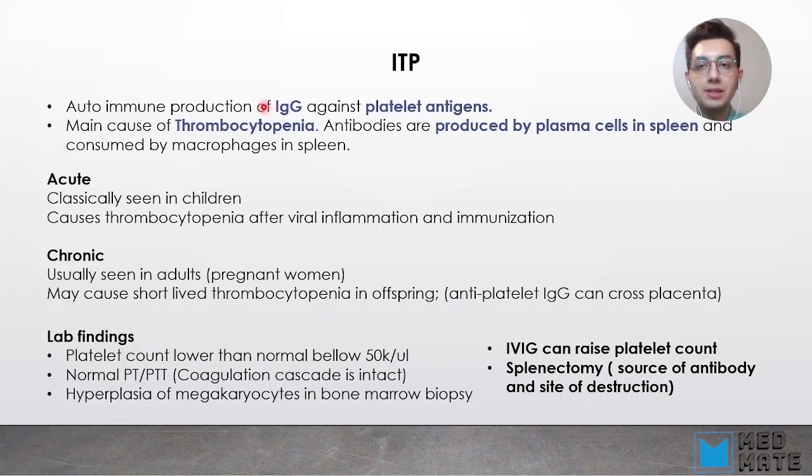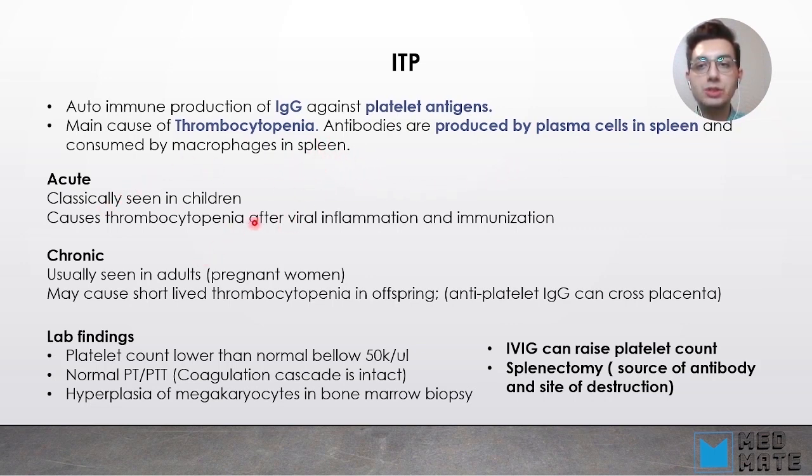Now, one of the most common causes of thrombocytopenia is ITP. Now, what is ITP? ITP is an autoimmune production of immunoglobulin G against platelet antigen. So these immunoglobulins, these IgG, are being formed by plasma cells in the spleen and are then consumed by macrophages in the spleen. So the site of production of these IgGs is the same as the site of consumption, the spleen. So these IgGs are being produced by plasma cells in the spleen and then are also consumed in the spleen.